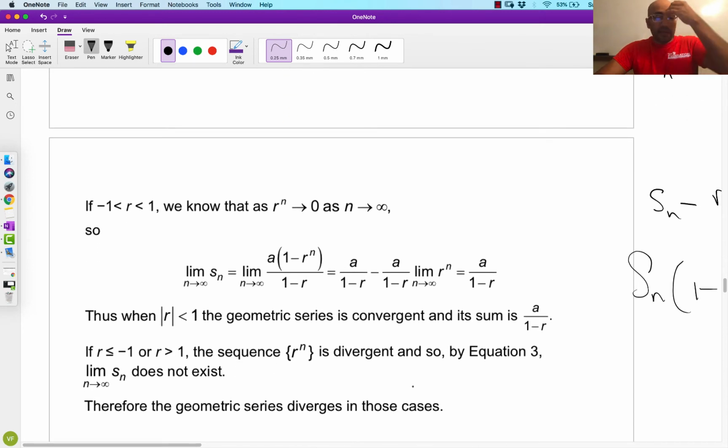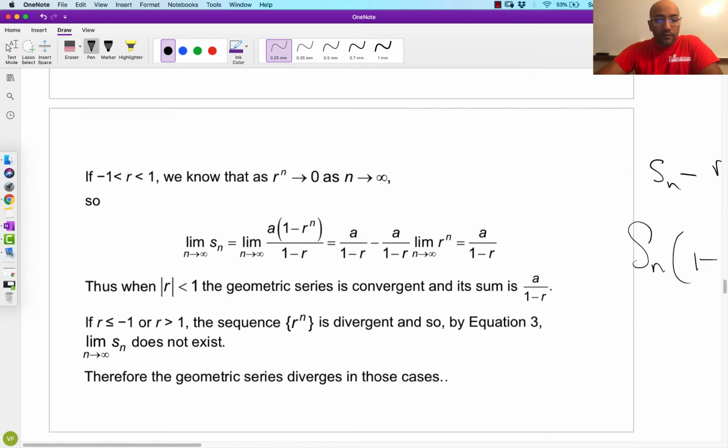Good. Now, if r is less than or equal to -1 or r is greater than 1, then we know that the sequence r to the nth power is divergent. It keeps growing out of control. Think of, for example, r equals 2: 2 to the nth power is going to grow out of control. So it diverges.